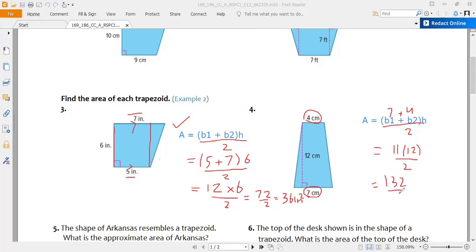And when you divide by this number 2, when you divide 132 by 2, how many 2s are in 13? 6, and we have the remaining 12, again 6. Then we write its unit, which is centimeter squared. So this is the area of the trapezoid.